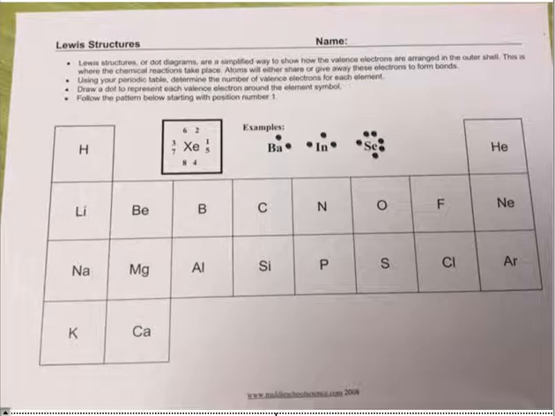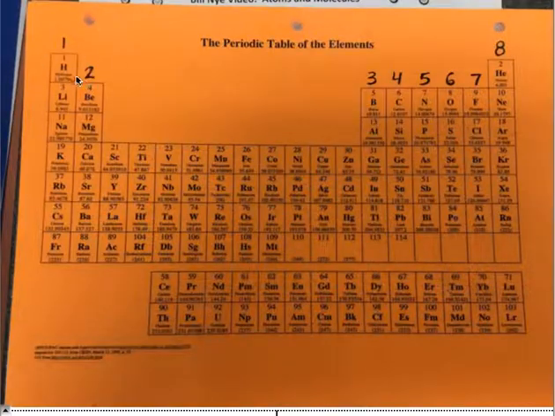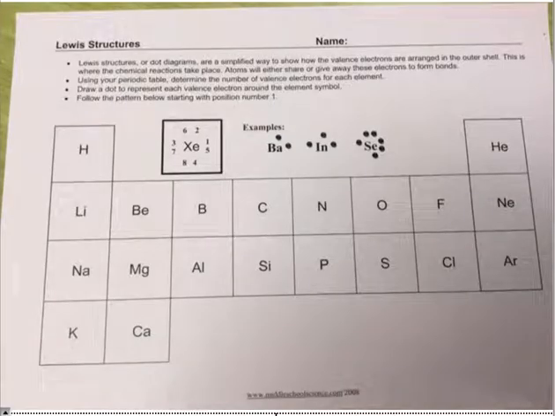So if we look at the periodic table, we find hydrogen. It's in the first column, so that means it's group 1, which tells me it has only one valence electron. So I'm going to come over here, and on this side, I'm going to put one valence electron.